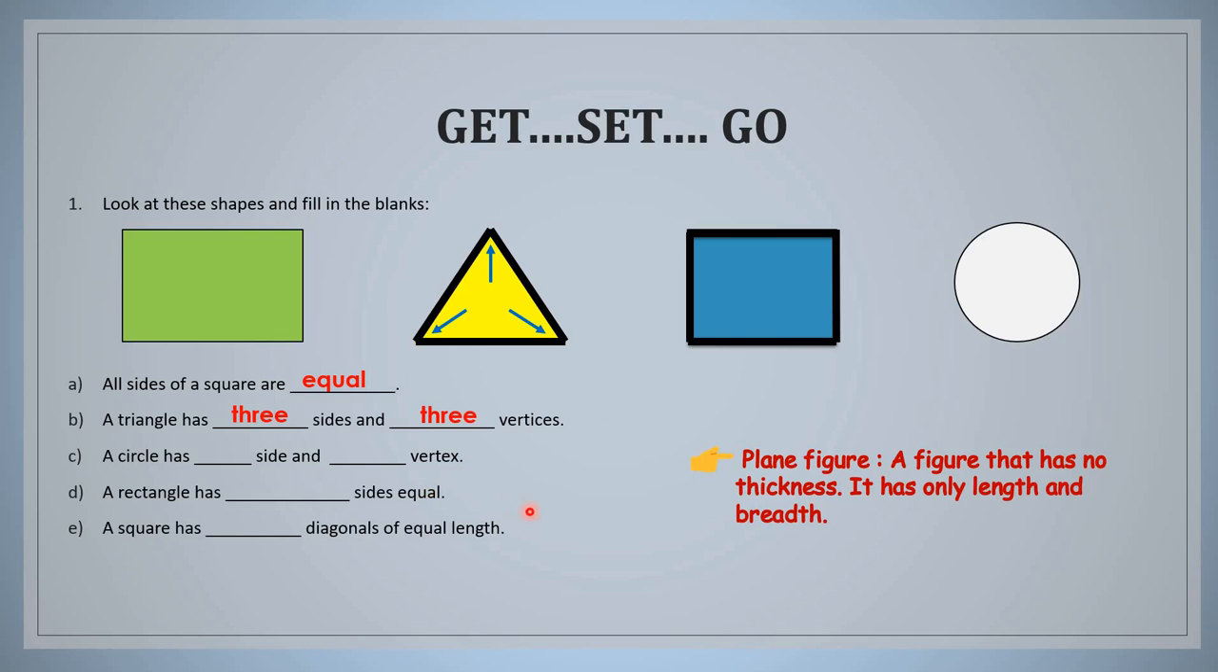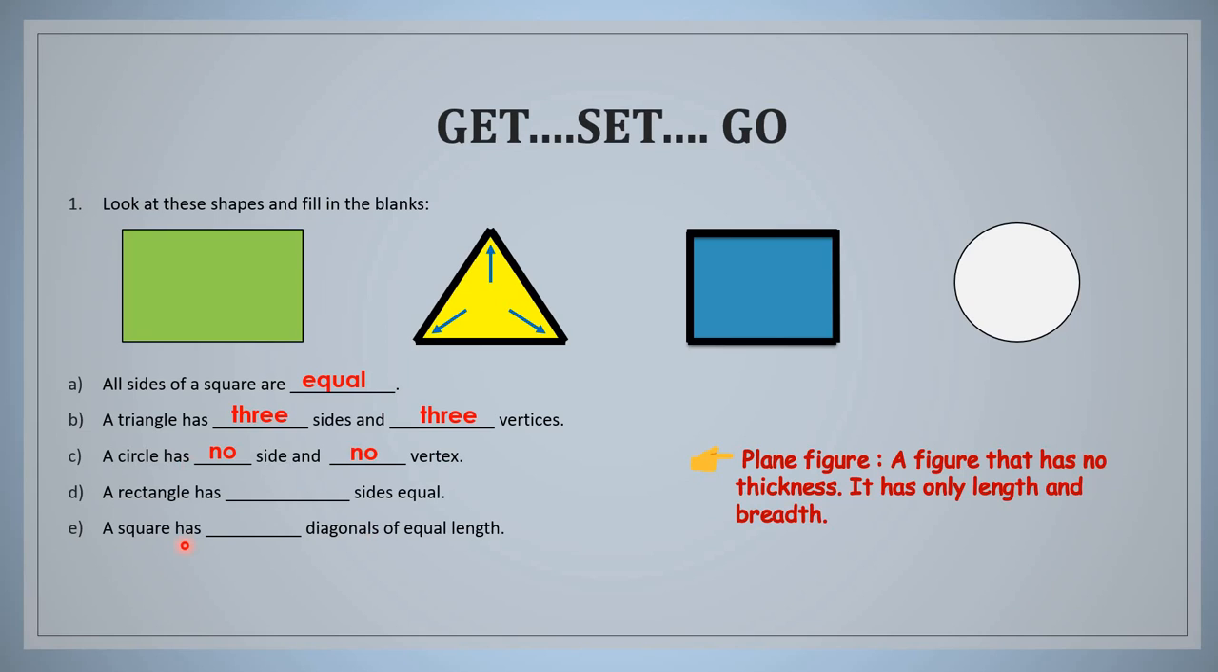Next, a circle has dash side and dash vertex. So first let's look at the circle. Do you see any side of a circle? No. So a circle has no side, and does it have any vertices? Can you see any points here when you're looking at the circle? No. Vertices have to be these points. So a circle doesn't have any points. So therefore a circle has no side and no vertex.